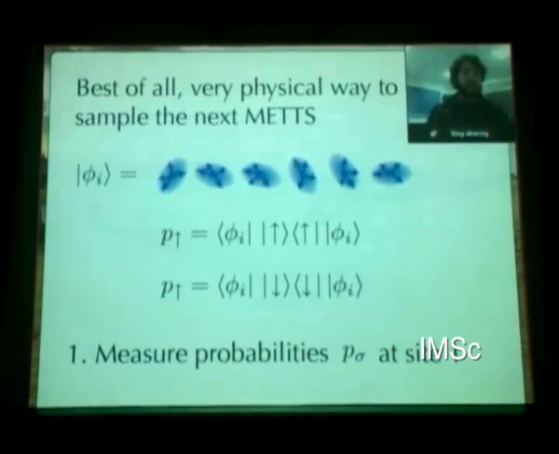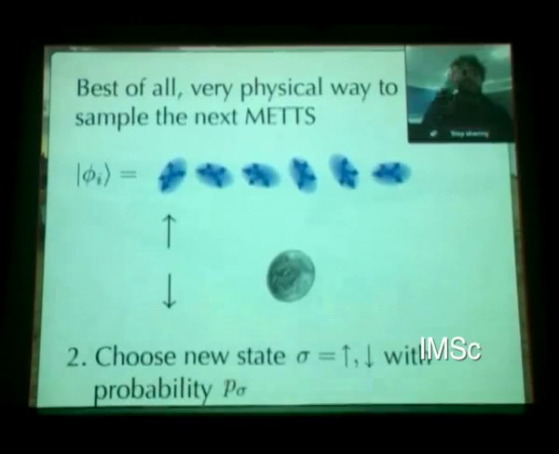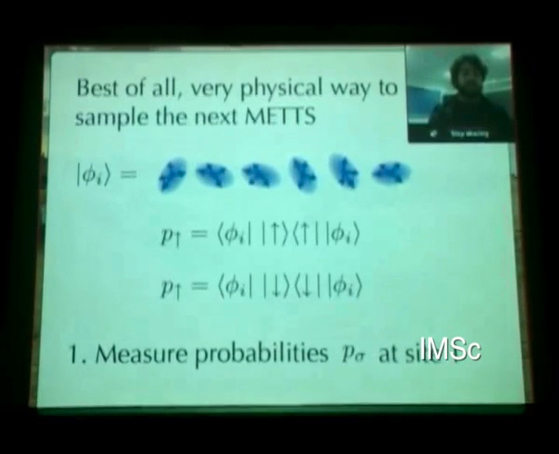So the algorithm works inductively. You just go one site at a time, and it's easy to start on the first site because you have an edge. So on this slide, it's showing that you measure the probability. Here I'm considering the case of spin half, just for simplicity, but it generalizes to any type of degree of freedom. So you measure these projectors.